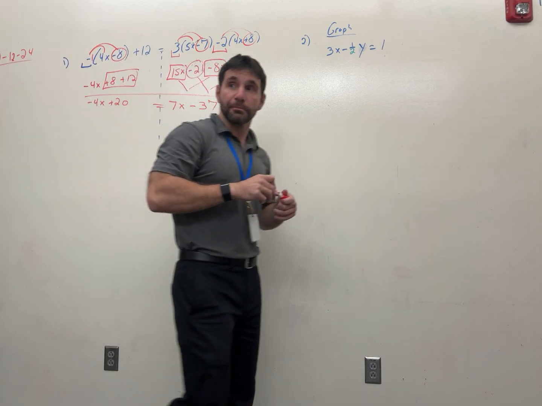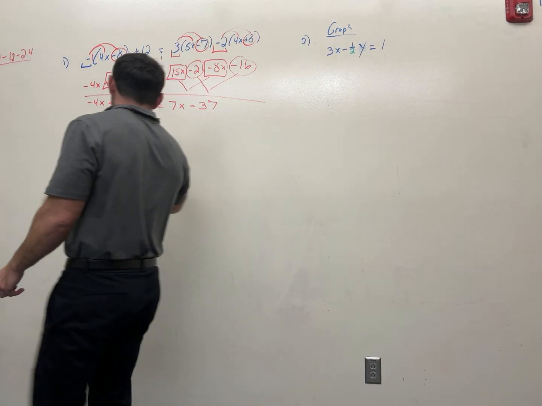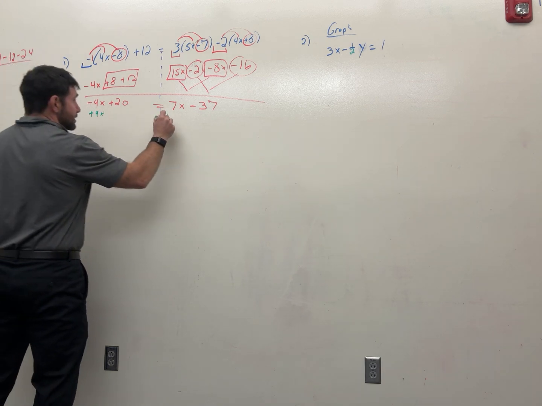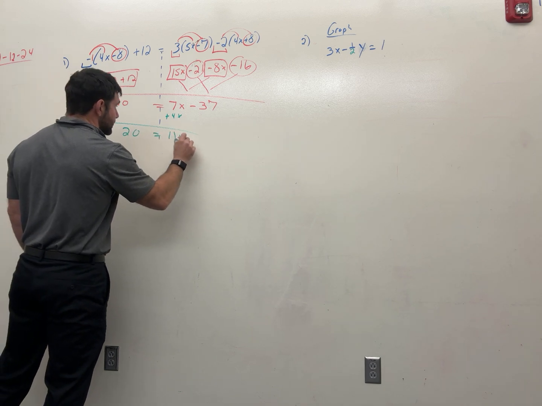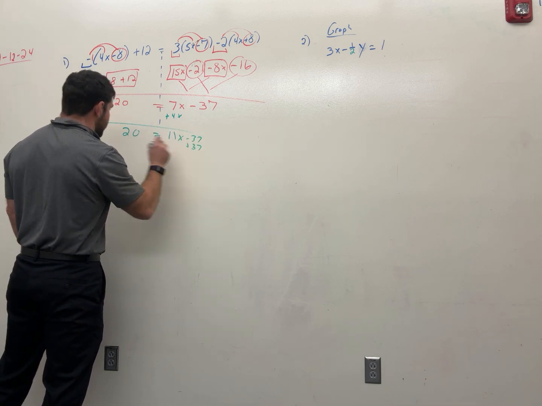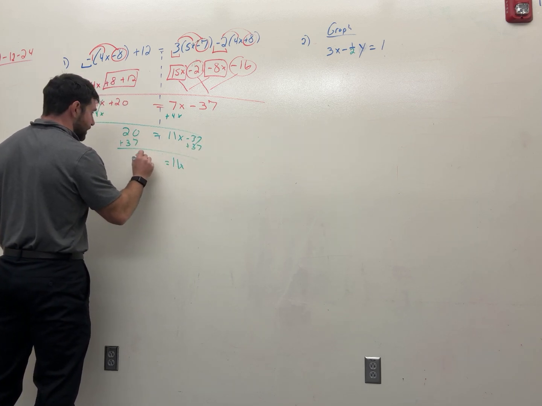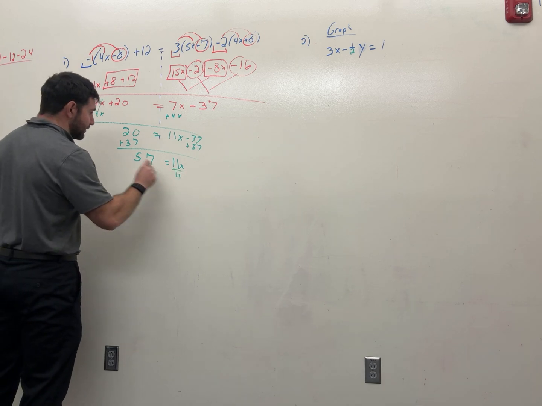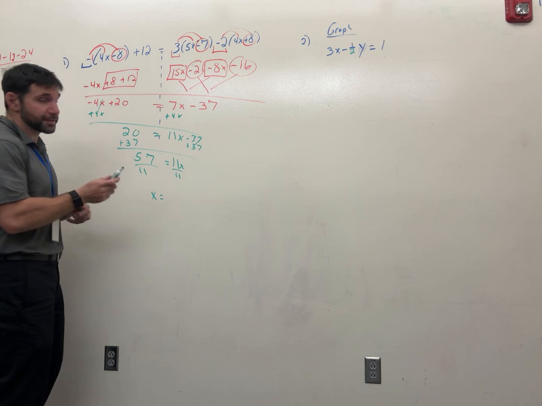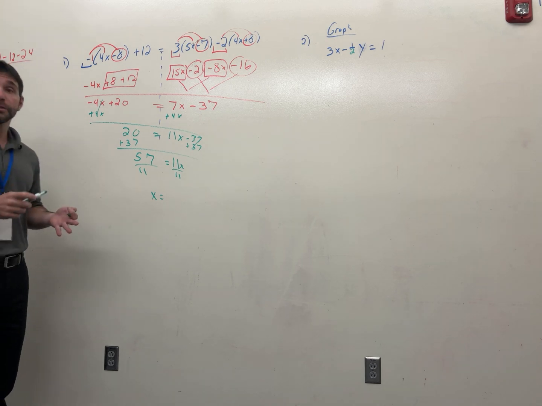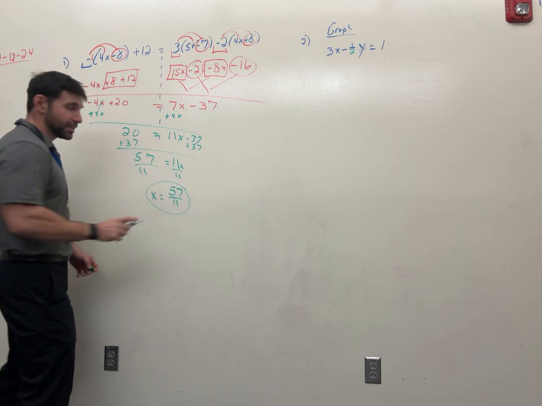Anybody lost so far? Okay, combine our variables. I'm going to add 4x because I like positive variables. That gives me 20 equals 11x minus 37. Add 37. That gives me 11x equals 57. Divide by 11. X then equals, I cannot simplify that, but use your calculator. Do 57 divided by 11. Math, enter, enter, just to make sure. But it should give me 57 elevenths.